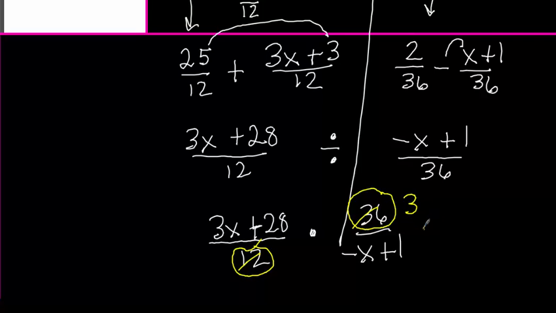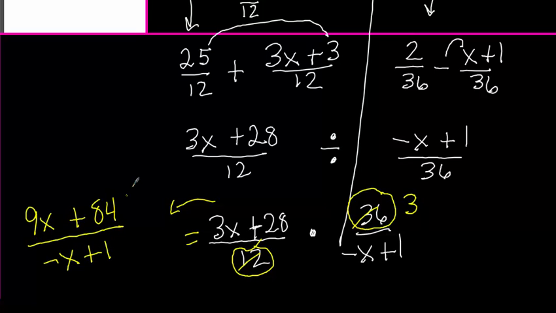All right, so what am I going to get now? Let's multiply. So if I multiply those together, 3 times 3x gives me 9x, and 3 times 28 gives me 84, all over negative x plus 1. And that would be as simple as I can go.